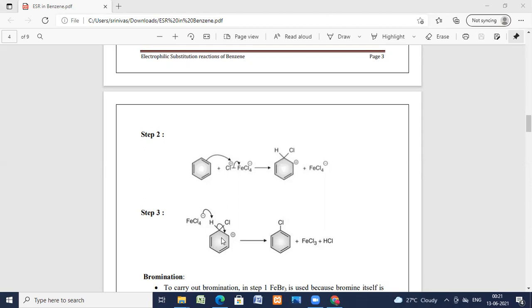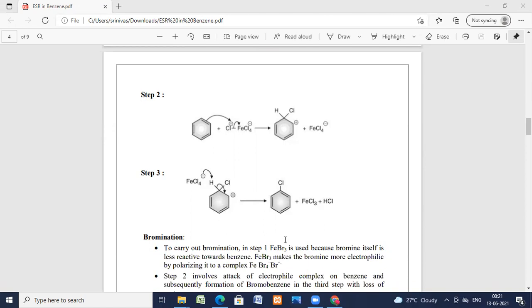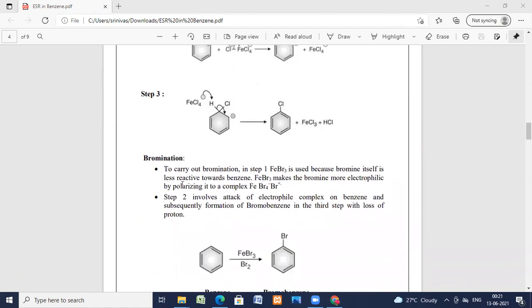Finally, it reacts with FeCl4 minus to give chlorobenzene, and again the catalyst is back. In a similar fashion, we can do bromination.